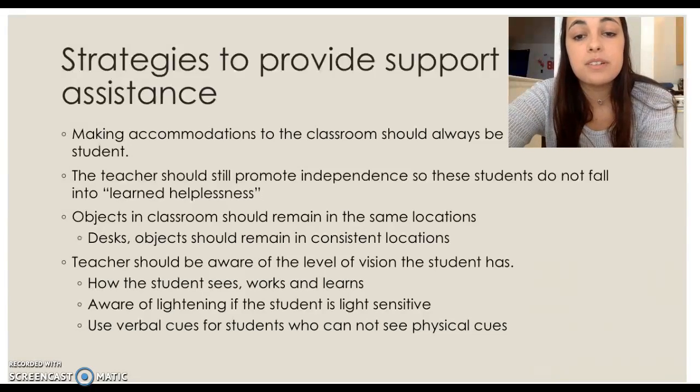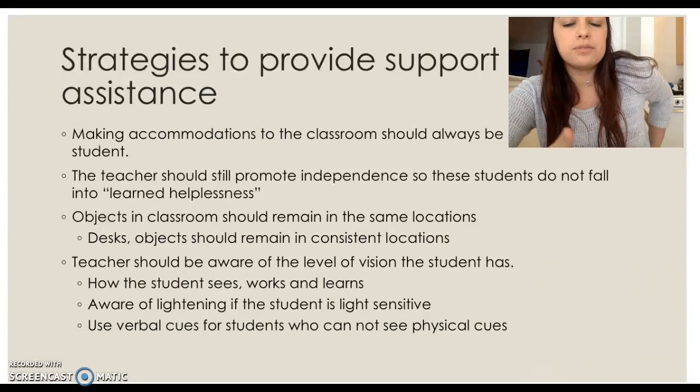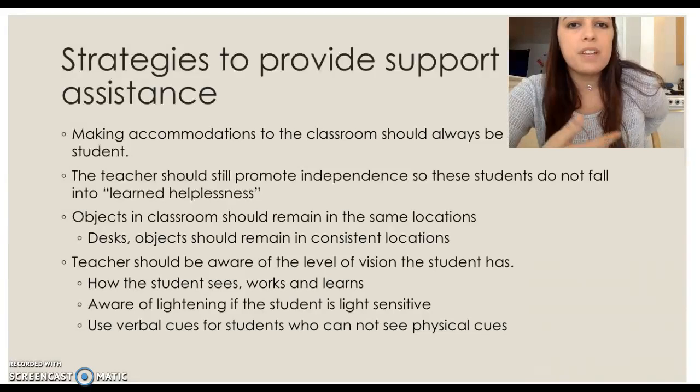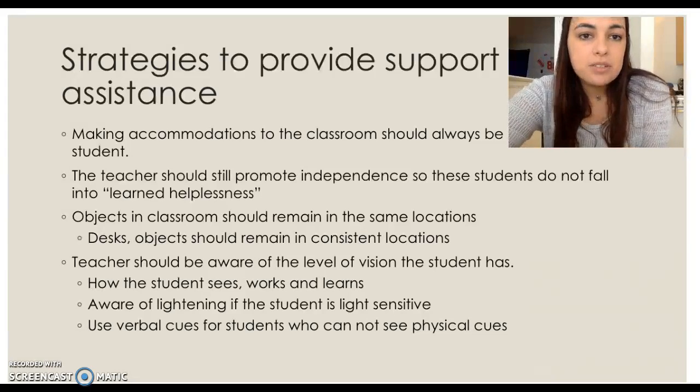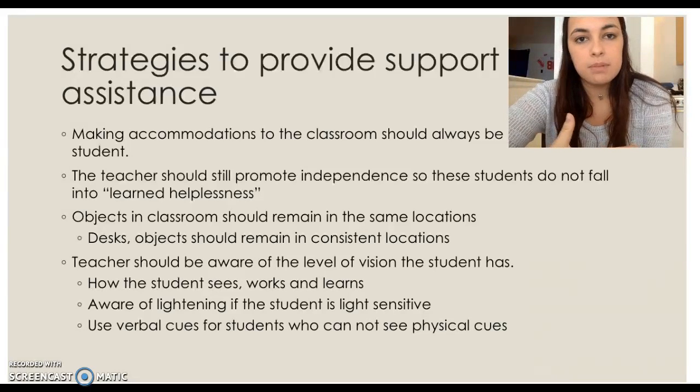Objects in classrooms should remain in the same location. For example, desks and objects should remain in consistent locations. Sometimes teachers like to change desks around just to give more motivation to the students, or whatever their reasoning is, but for visually impaired students, that's not going to help them, because then they're not going to be aware of their surroundings and it could cause some obstacles for them.